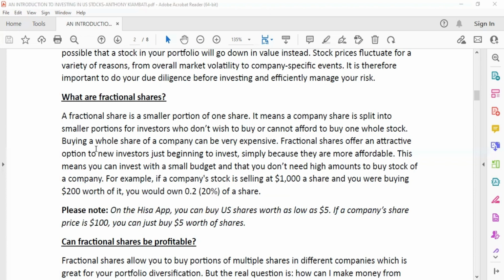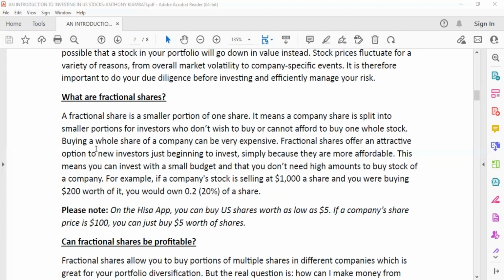So if a company's full stock is $100, we allow you to buy a minimum of $5. I want you guys to note that you can buy any US stock as long as you spend a minimum of $5. So don't be discouraged when you see a stock is going for 200 USD per share. You can buy what we call fractional shares.